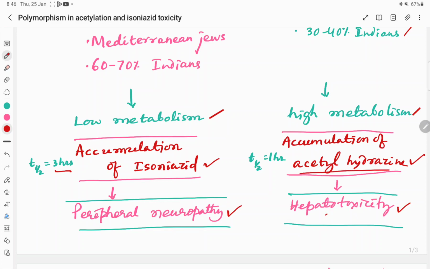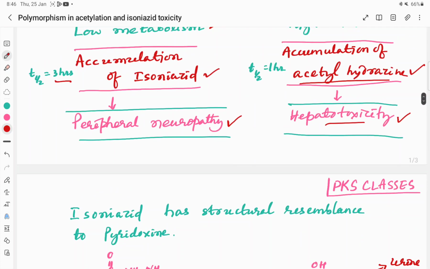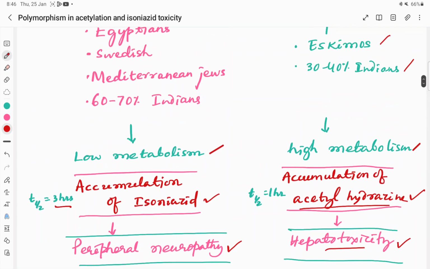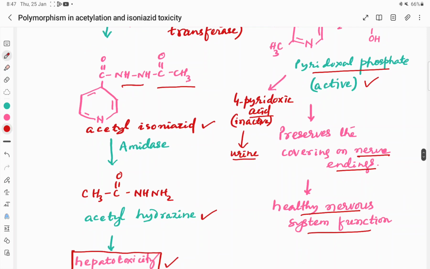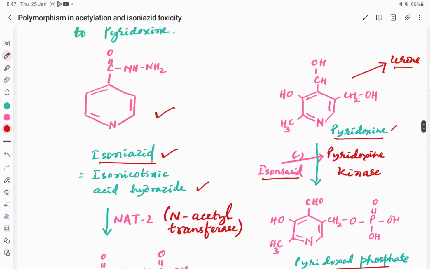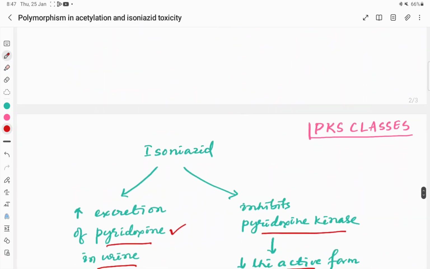So acetyl hydrazine causes hepatotoxicity in fast acetylators, and isoniazid causes peripheral neuropathy in slow acetylators. So the genetic variation or polymorphism shown during isoniazid metabolism affects its toxicity. In slow acetylators there is peripheral neuropathy, and in fast acetylators there is hepatotoxicity because of the metabolites acetyl isoniazid and acetyl hydrazine. So this is all about the toxicity of isoniazid and its relation with the polymorphism in acetylation.